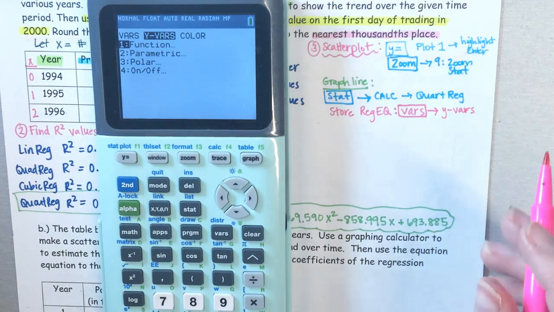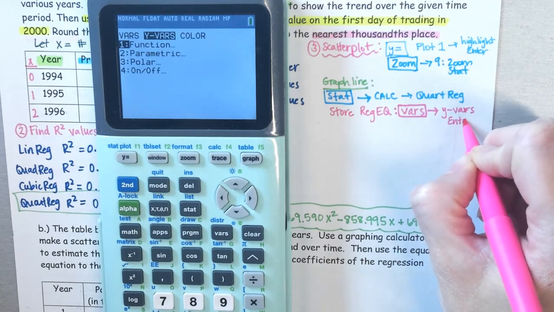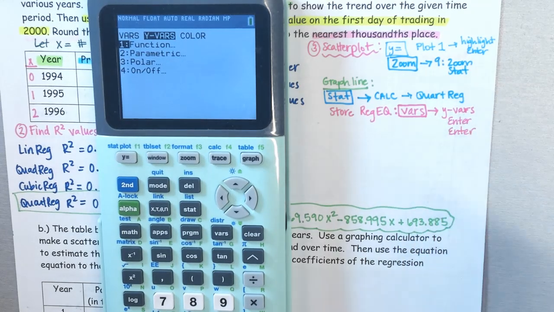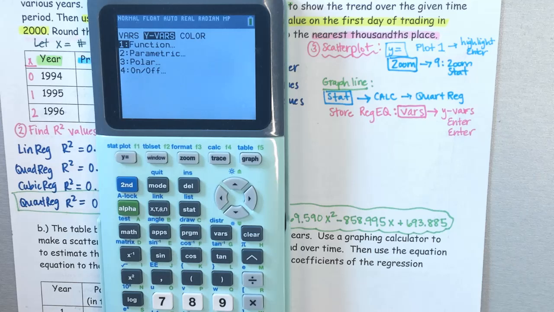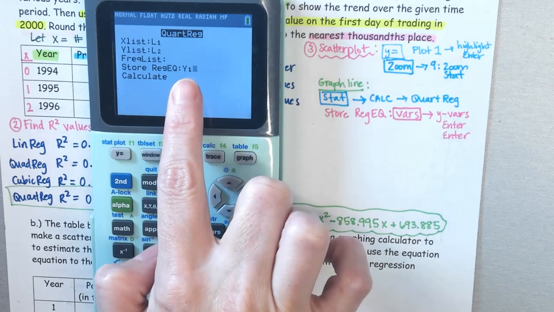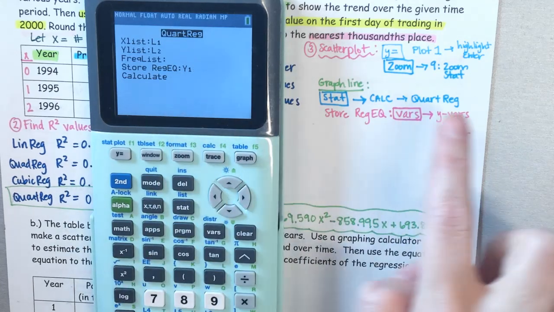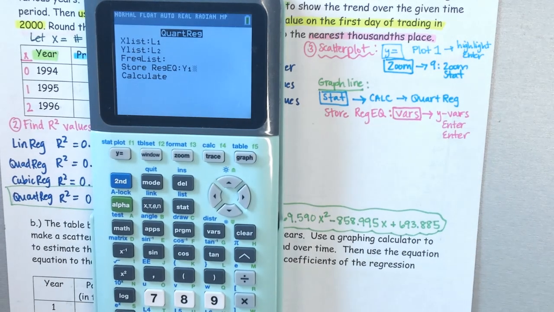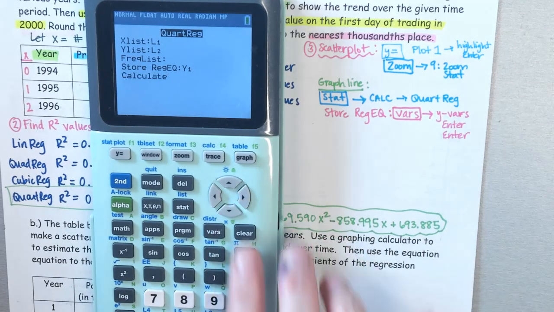And then once you do that, you're going to press enter twice. So enter, enter. So once you're here, you're going to press enter because you want a function. You're going to press enter because you want Y1. And this is what you should see. Okay, so again, you're going Y-VARS, enter, enter. You should have Y1 there. Okay, so what you've done is you've stored that equation. Okay, and then once you've done that, you're just going to calculate that.